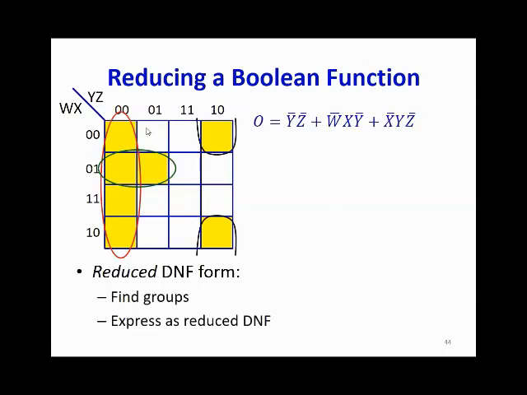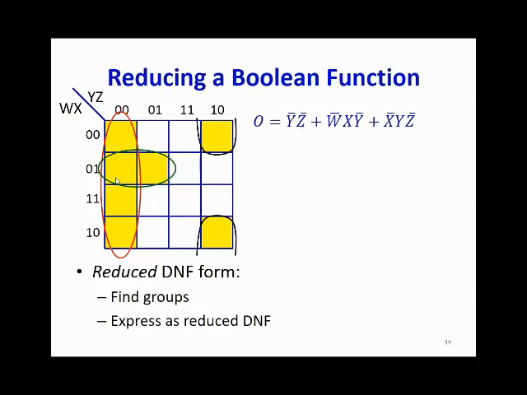For example, these 4 boxes over here show that they all produce an output of 1, which means that it doesn't matter what the values of w and x are, the output is always going to be a 1 when yz is 0, 0. So this entire block can be represented by the clause not y, not z.